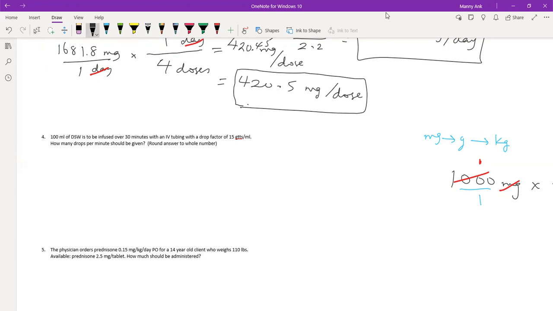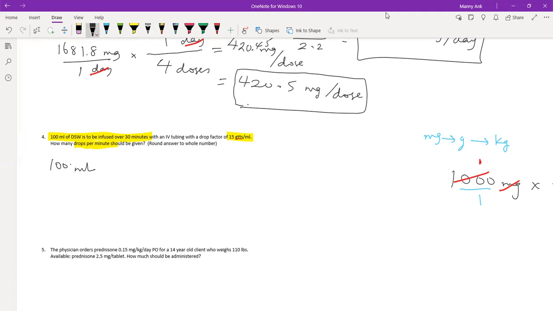So what's given here is your 100 ml. And you're given that over 30 minutes. The drop factor is given, so it's going to be one of the conversion factors. We're going to end up with drops per minute. Okay, so let's set it up. Let's start with our given 100 ml, which is what I have been given.